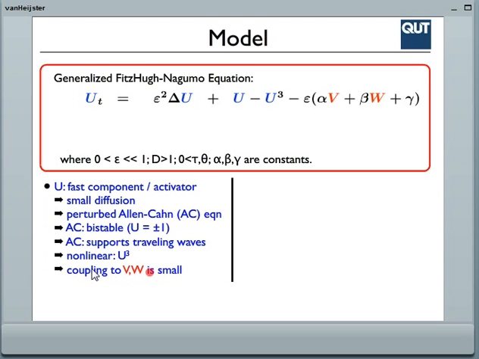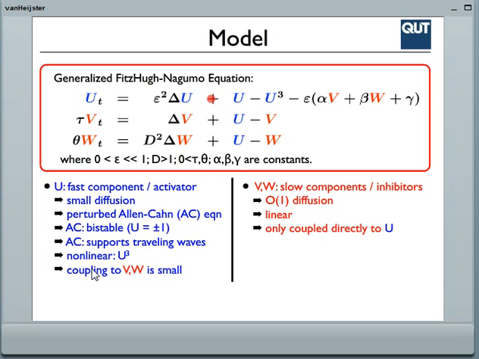Because we also realize that the coupling that feeds P and W into these equations is small because of epsilon. So maybe we can use information about the Allen-Cahn equation to study our whole model.